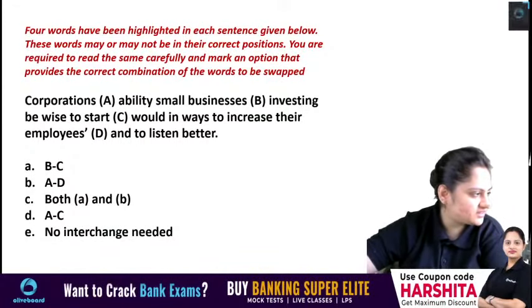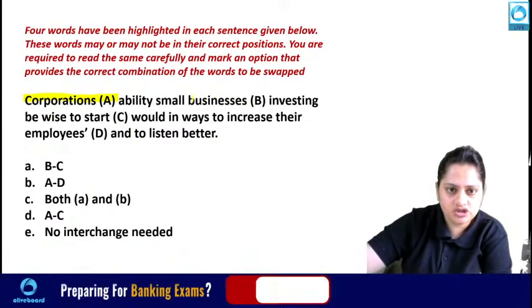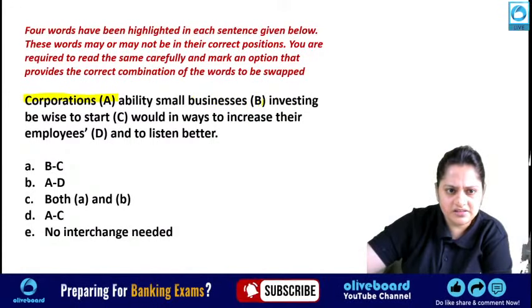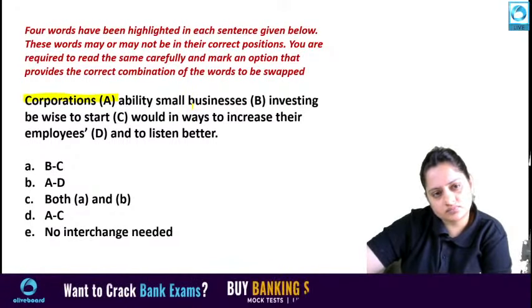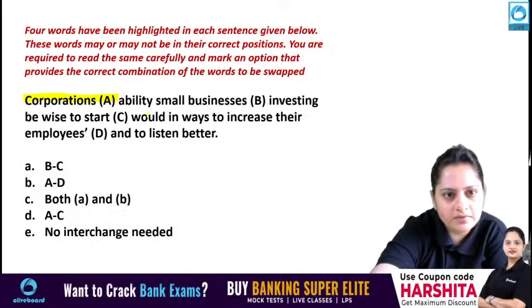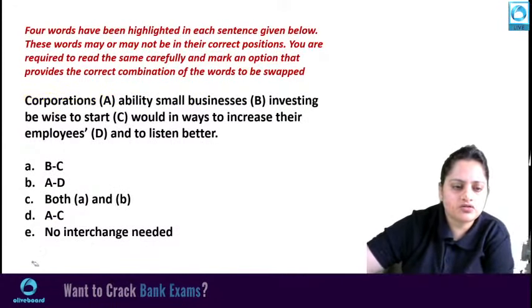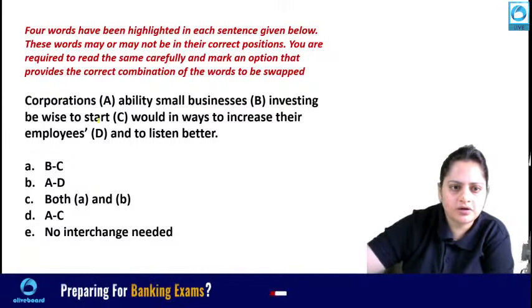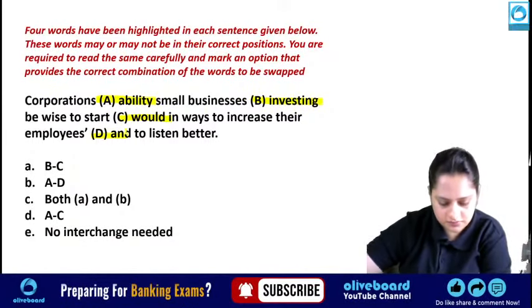Tell me the next one, guys. Quickly. You know the words highlighted. A is corporation, B is here. No, my fault. Ability, sorry. Here I'll highlight for you so that there is no confusion. A is ability, B is investing, C is wood, D is and. Tell me.